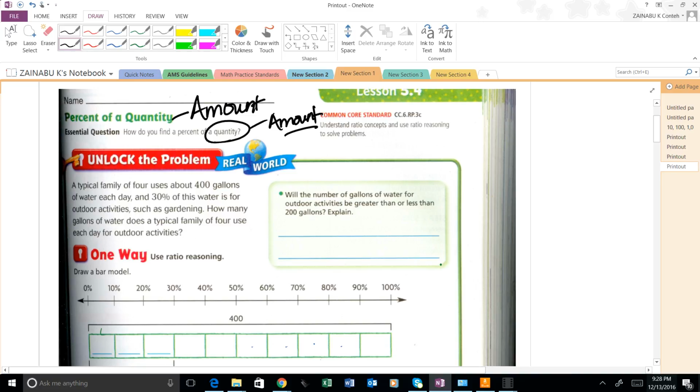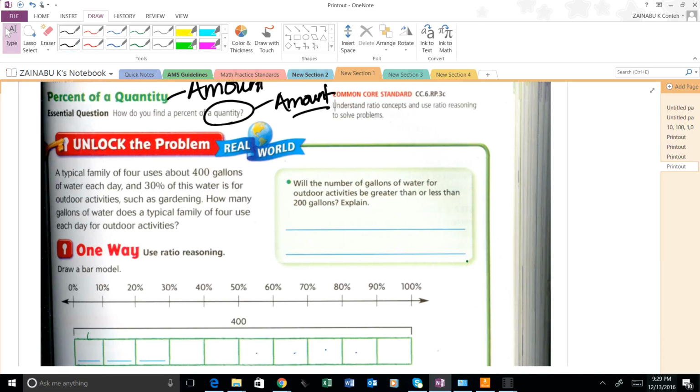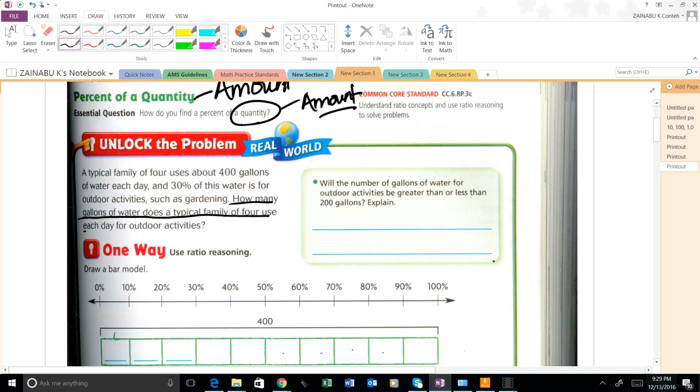The unlock the problem reads, a typical family of 4 uses about 400 gallons of water each day, and 30% of this water is for outdoor activities, such as gardening. How many gallons of water does a typical family of 4 use each day for outdoor activities is what our question is.